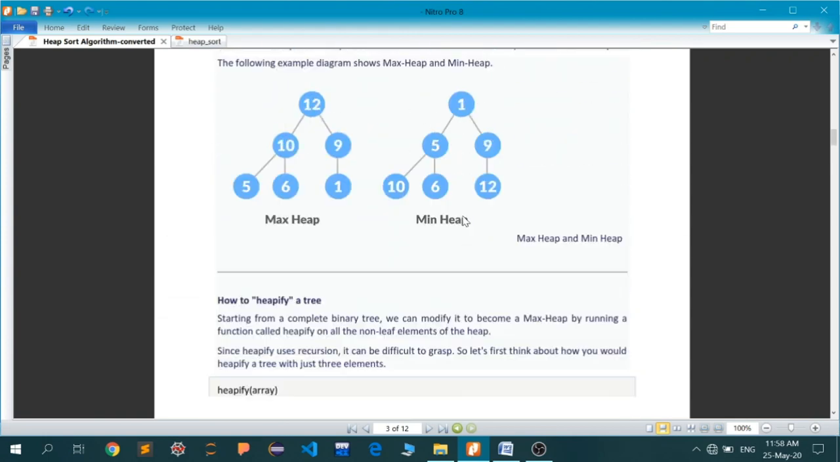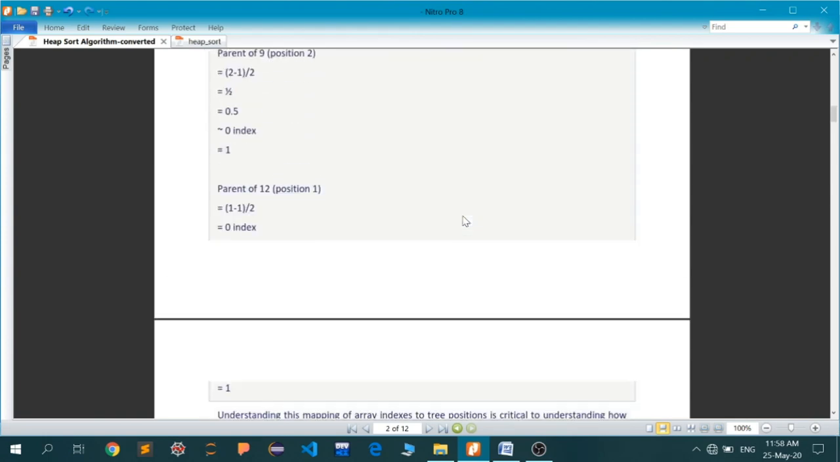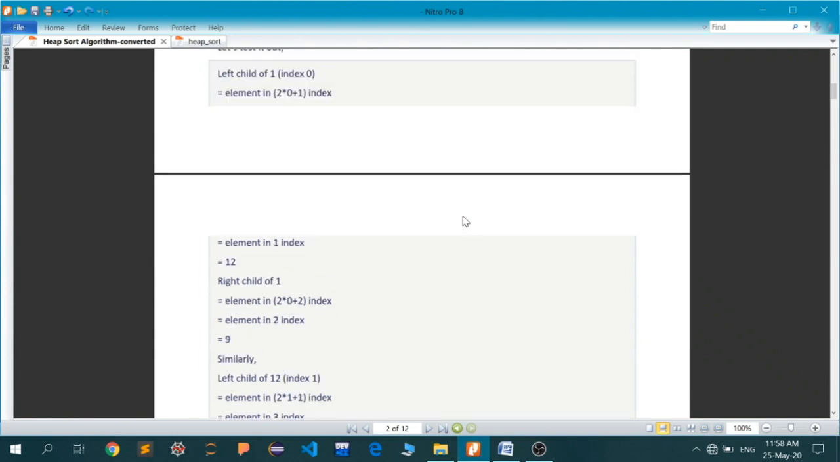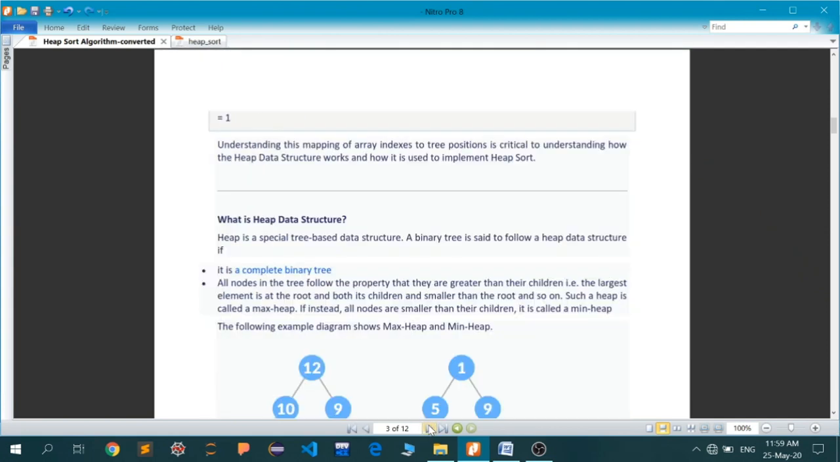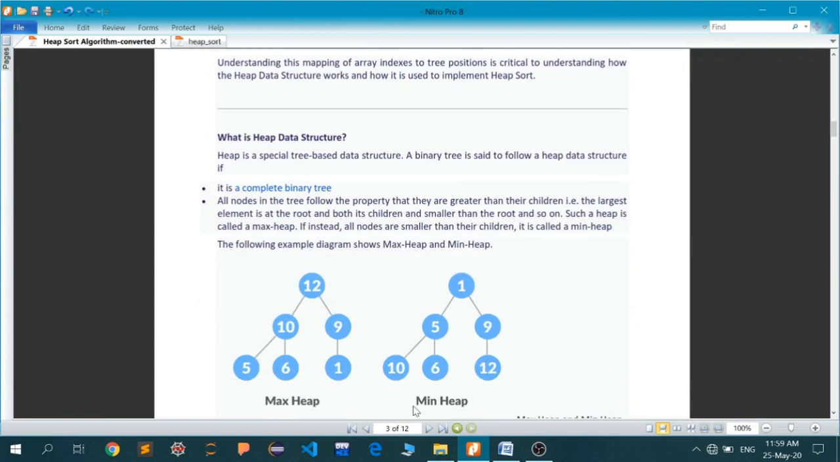We have seen these formulas here, so don't get confused. Let me show you them again. I haven't done anything new here. These are the two formulas: if your root node is at index i, to find the index of your left-hand child you use this formula, and to find the index of your right-hand side child you use this formula. So don't get confused. We have already done that.